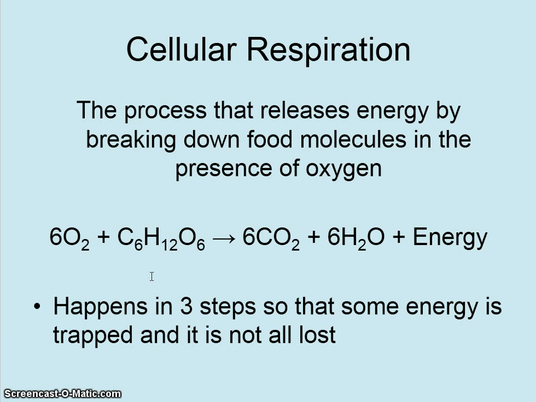So for a plant, photosynthesis makes the sugars, and then respiration breaks down that sugar that was made. For us, humans, we eat our food and sugars, and then respiration breaks them down into usable energy. And this happens in 3 steps, so that some energy is trapped and not all of it's lost. It happens in a slower 3-step process.